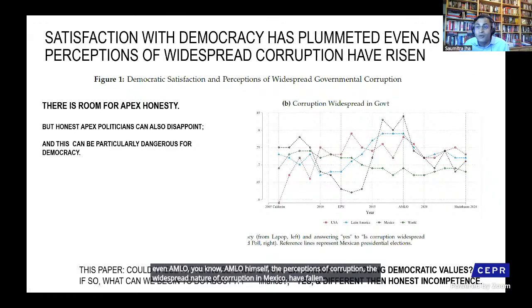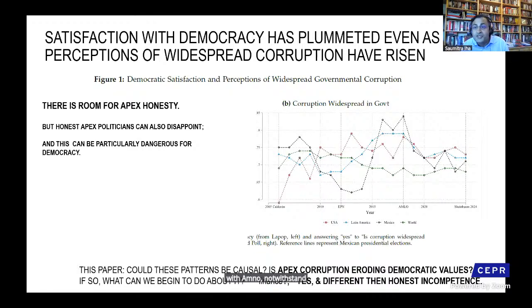fallen with AMLO, notwithstanding the shenanigans that maybe a brother or two have been involved in.